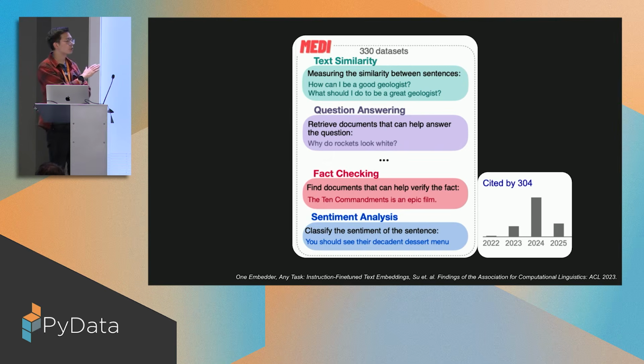The first time we saw this kind of model was around December 2022 from a model called Instructor. Since then, more and more instruction-tuned embedding models have come out, and we can use citation count as a proxy for popularity. These type of models are often trained with instructions that are specific to each training set. So in the example here, it will say retrieve documents that can help answer this question, and then the query itself.